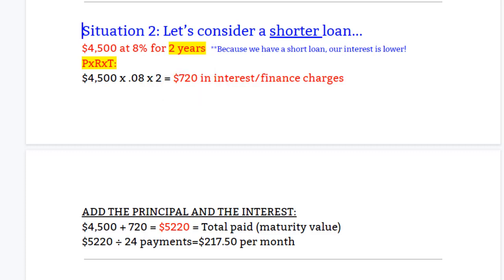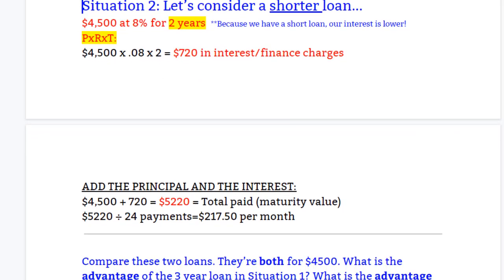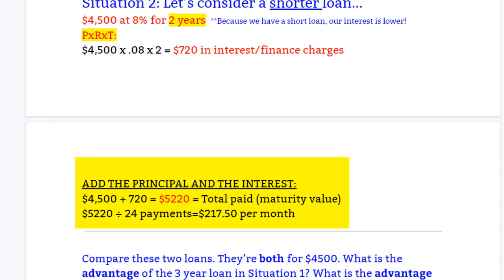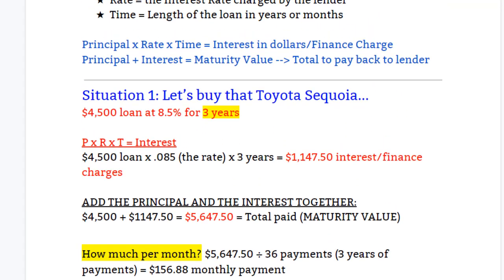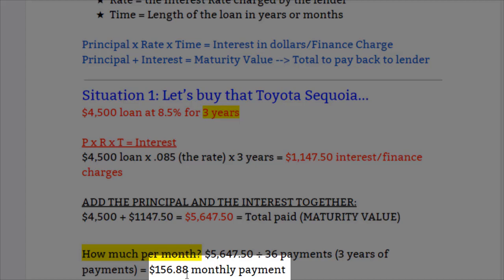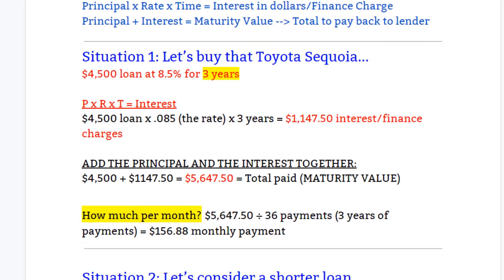If we go to this next step, we're going to add $4,500 plus $720 in interest, which is $5,220 total. We're going to divide that by the 24 payments for 2 years, and that comes to $217.50 per month. So in situation 1, we were paying for 3 years and paying $156.88 per month with a slightly higher interest rate.